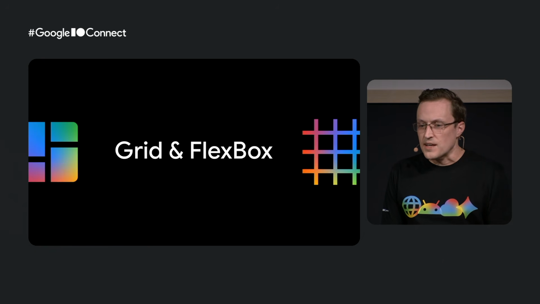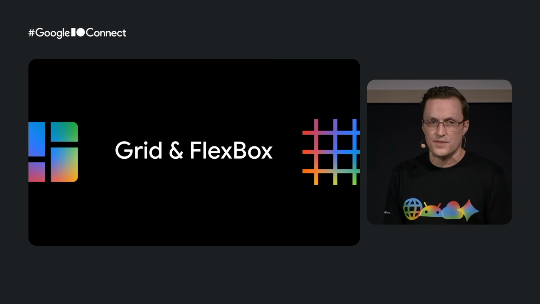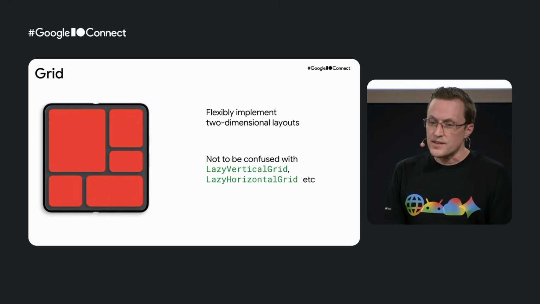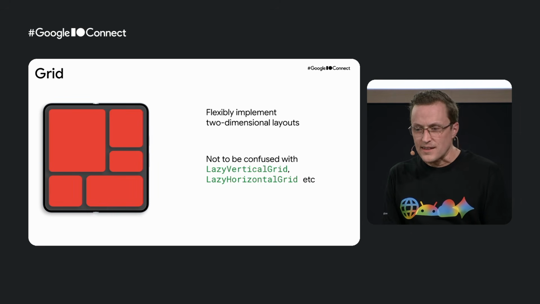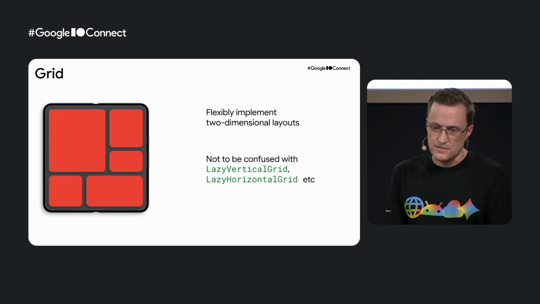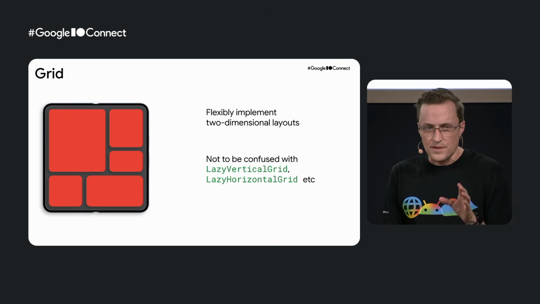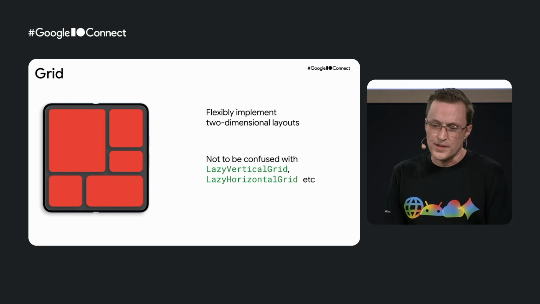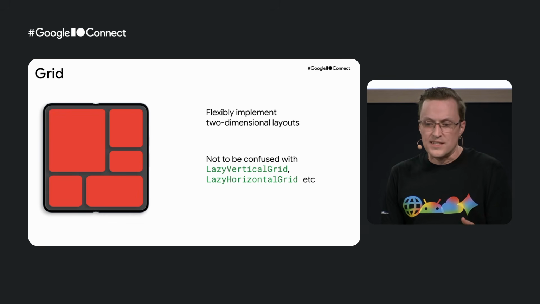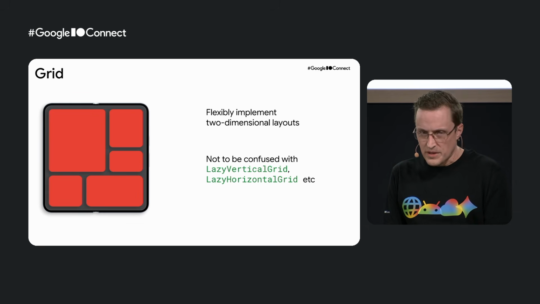So as an example, let's take a look at two component libraries, Grid and FlexBox. They're two components that help you build adaptive layouts that work across differently sized devices. Grid is a versatile layout that allows you to build highly configurable two-dimensional layouts. It's great for defining structural elements on the screen. But note that it's not to be confused with components like lazy vertical grid and lazy horizontal grid. Those are, as the name suggests, lazy components and are intended for displaying large data sets. So that's a completely different use case, to be clear.